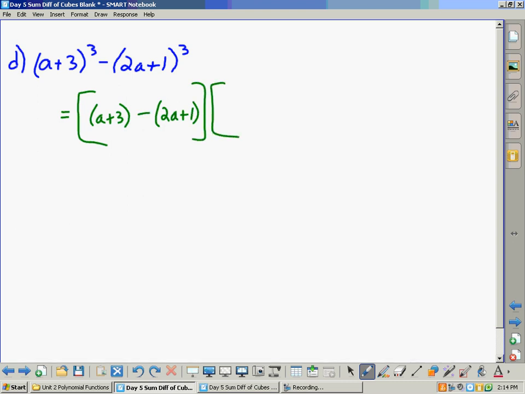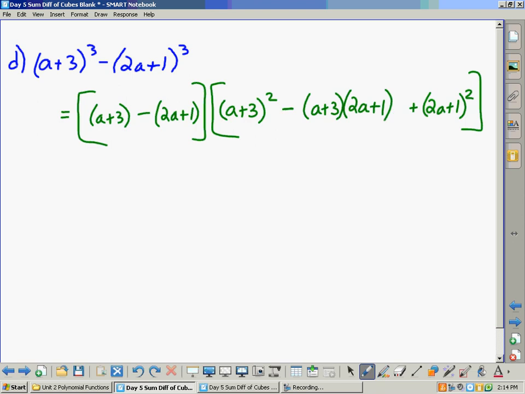The second part, and I'm using square brackets so that I can still see my pattern. I'm going to square the first. So I take the first thing, which is a plus 3, and I'm going to square it. I'm going to skip all the way to the end, square the second, and it's 2a plus 1 squared. The middle term comes from multiplying those two together. So if I multiply them, it looks like this, a plus 3 times 2a plus 1, and the sign is opposite.